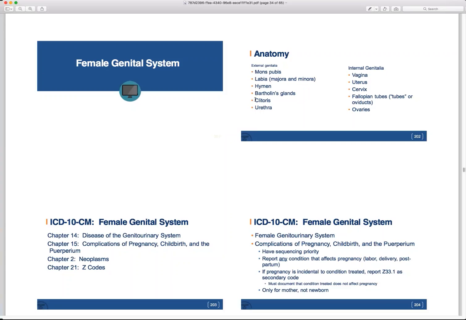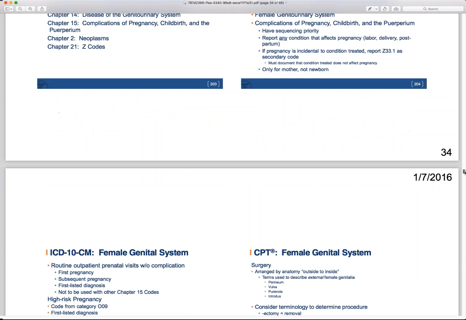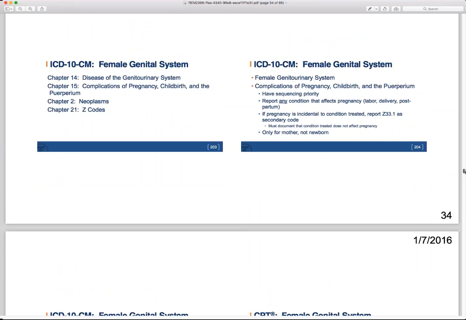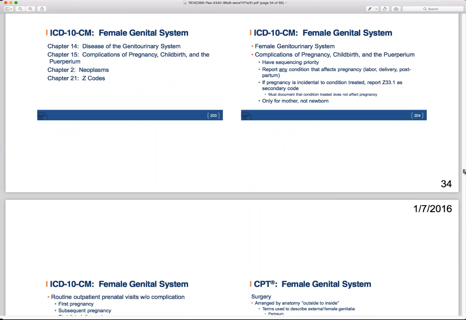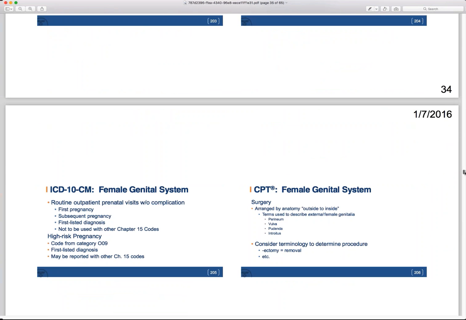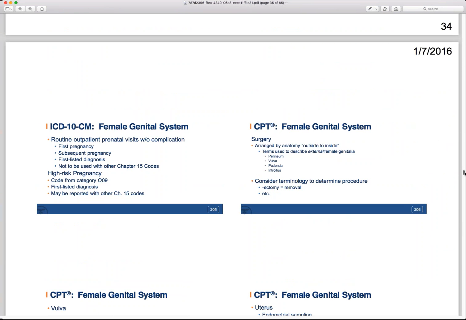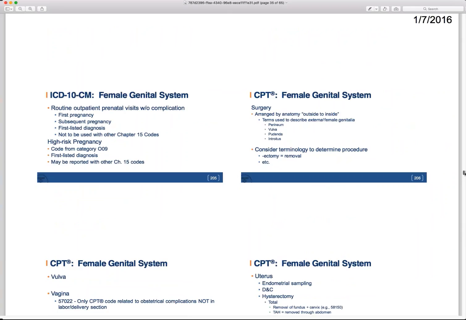Alrighty. Up top, the anatomy. You could always look at that slide, but you do have a little image on page 349 in your CPT. Chapters 14, 15, 2, and 21, they're saying in reference to the female genital system, but you don't need to remember those. You just need to know how to read your question and look them up.